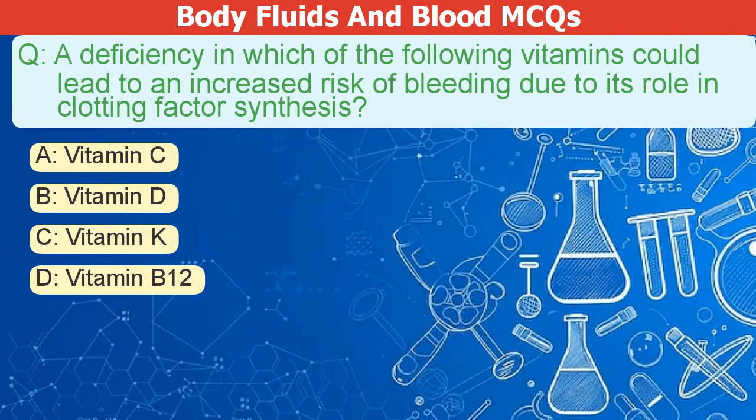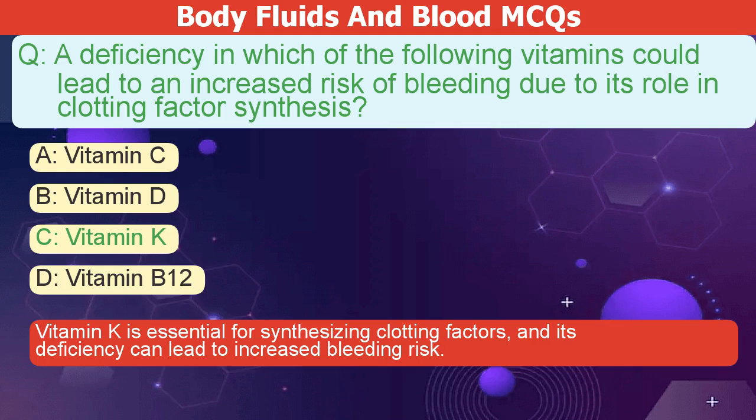A deficiency in which of the following vitamins could lead to an increased risk of bleeding due to its role in clotting factor synthesis? A. Vitamin C. B. Vitamin D. C. Vitamin K. D. Vitamin E. The correct answer is C. Vitamin K is essential for synthesizing clotting factors, and its deficiency can lead to increased bleeding risk.